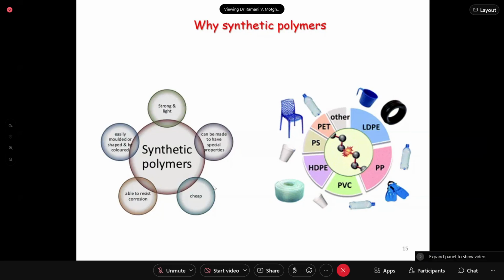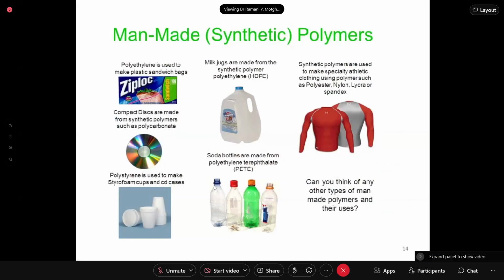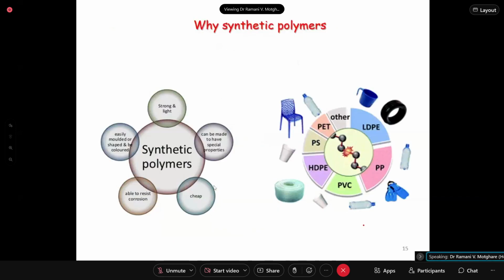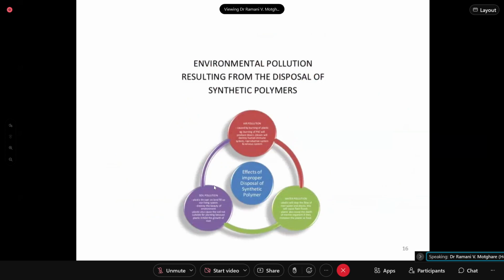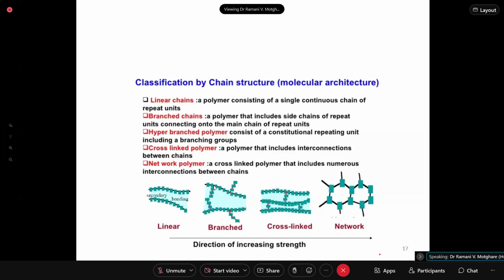Adipic acid and hexamethylene diamine. Why synthetic polymers? Man-made synthetic polymers. So these are some of the man-made synthetic polymers. Why synthetic polymers? Synthetic polymers are strong and light, can be made to have desired properties, they are cheap, resistant to corrosion, and can be remolded and molded easily. Then there is environmental pollution resulting from disposal of synthetic polymers. So that is a different hazard.